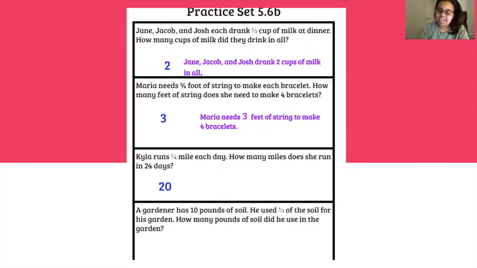Problem number 3, your answer is 20. And one possible sentence, Kyla ran 20 miles in 24 days. Problem 4, your answer was 6, and one possible sentence. The gardener used 6 pounds of soil in his garden.